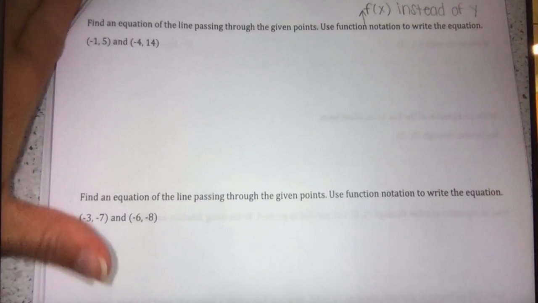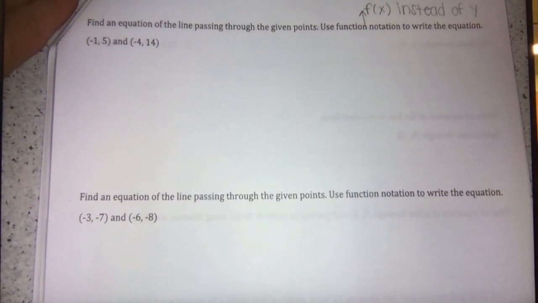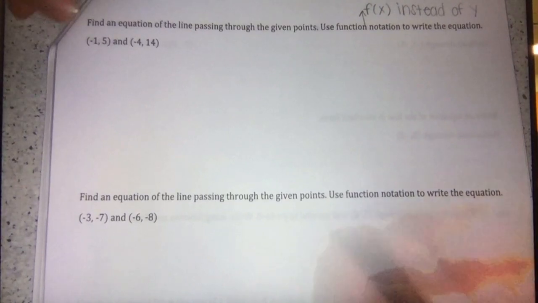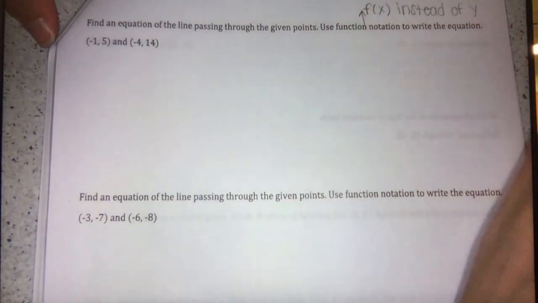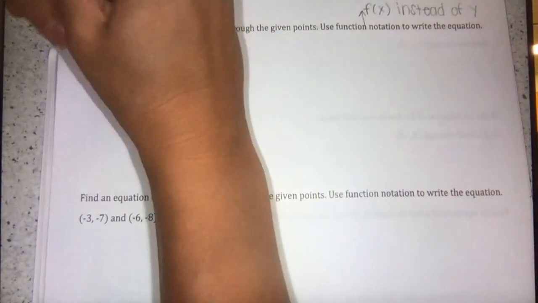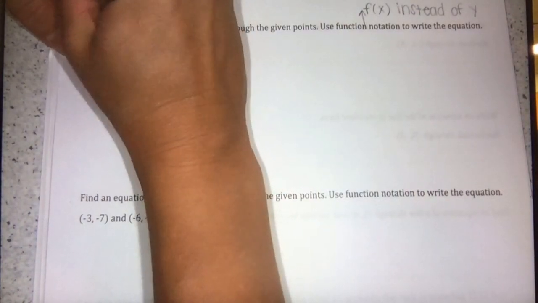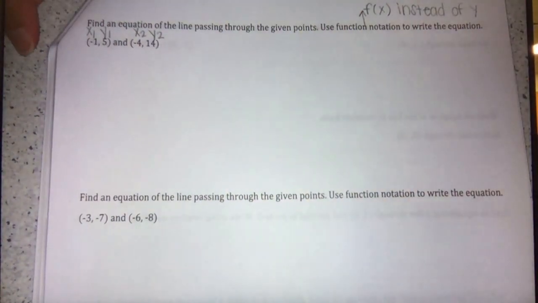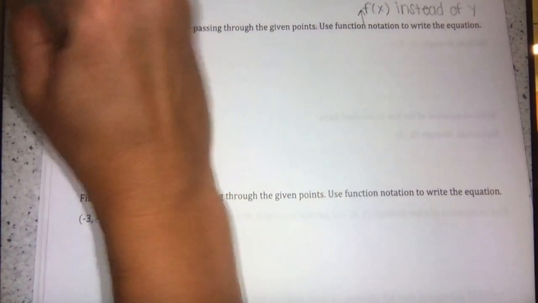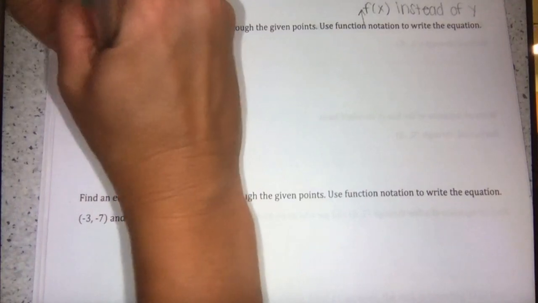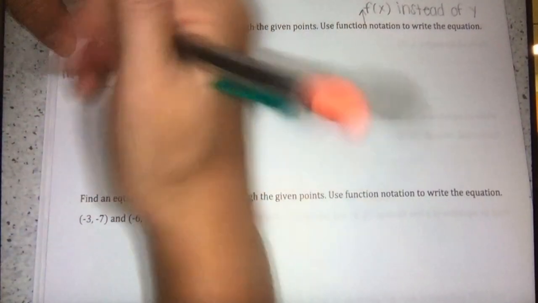This time, they just give us 2 points. They don't give us the slope, and they don't give us the y-intercept. So we have to find it all. But we can do that. They give us 2 points of -1, 5 and -4, 14. I'm going to label this first point as x1, y1. I'm going to label the second point as x2, y2. And we can now find the slope by plugging into our slope formula, which is y2 minus y1 all over x2 minus x1.